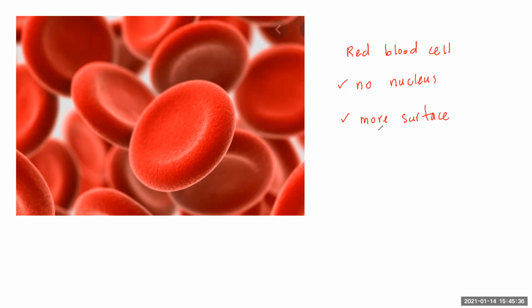Because it really needs to carry more oxygen, therefore it needs more space, more surface area. So it has to carry more oxygen. You notice that red blood cells are red. This is because they have the red pigment hemoglobin. All of this makes it very useful for this red blood cell to be able to carry oxygen.